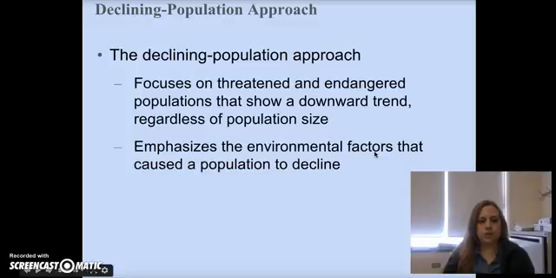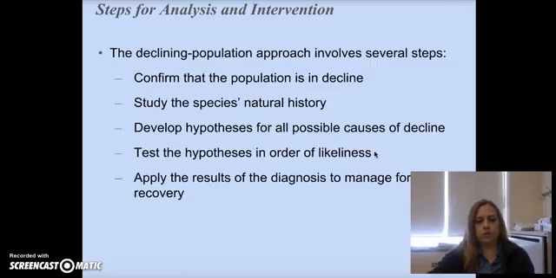The next approach was the declining population approach. This focuses on threatened and endangered populations that show a downward trend regardless of population size. So they could have a fairly large population, but the trend is downward. This emphasizes the environmental factors that would cause a population to decline. And then the declining population approach is going to involve several steps.